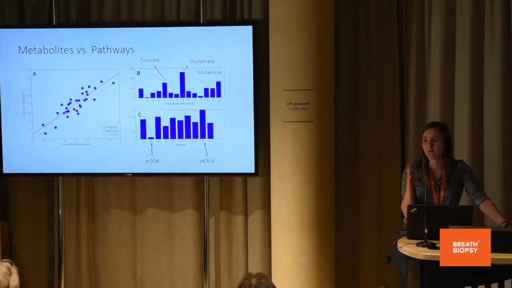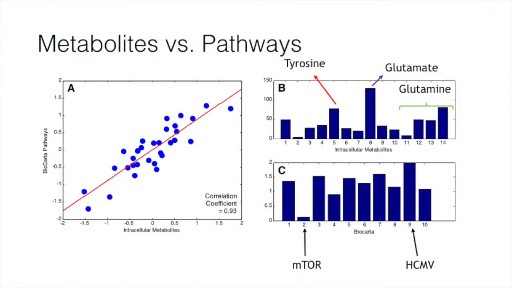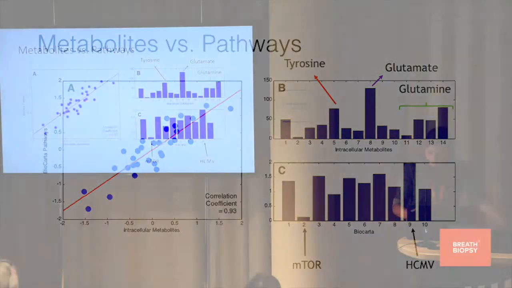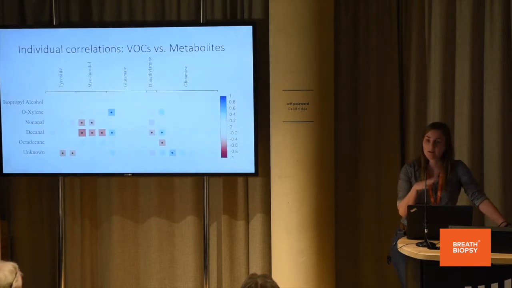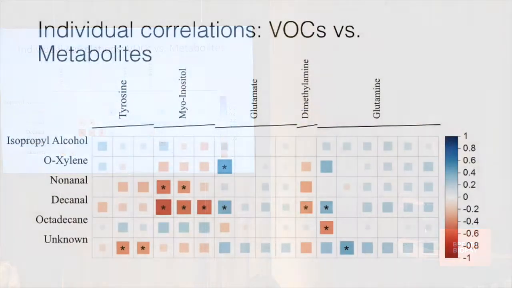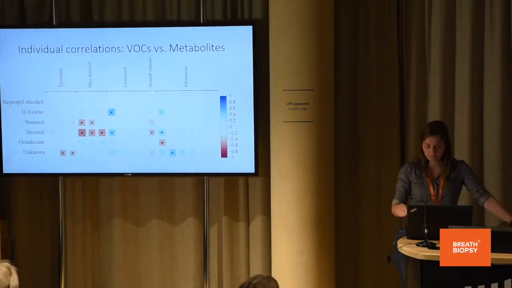For the metabolites and pathways, we did the same thing. You can again see quite a good correlation coefficient, and you can see that tyrosine, glutamate, and glutamine are involved in this correlation, and also some pathways are involved. And for example, mTOR does not seem to really contribute to this correlation in this case. So when we look at the individual correlations, it gets really interesting. What we see is, for example, that myo-inositol is negatively correlated with nonanol and decanol. So that means, maybe, it's an association, maybe if one goes up, the other one goes down.